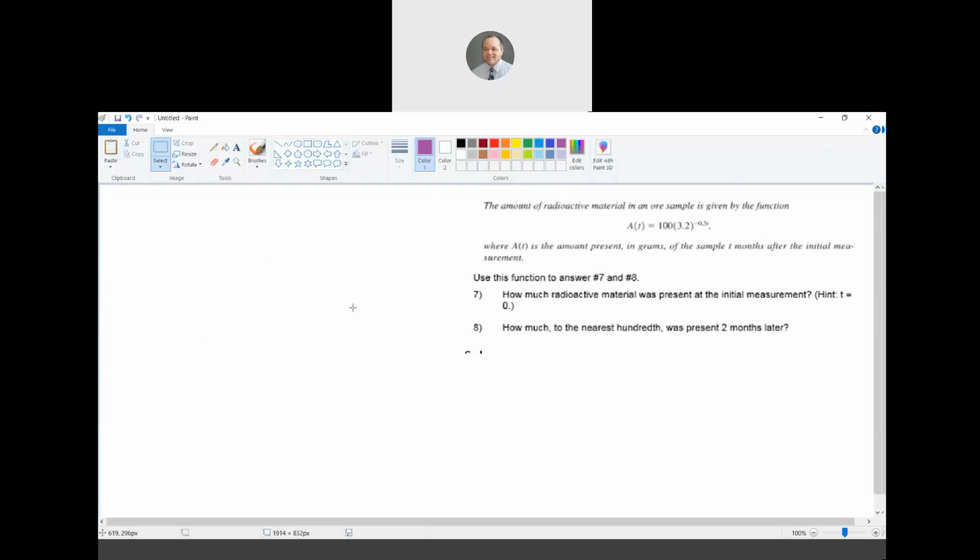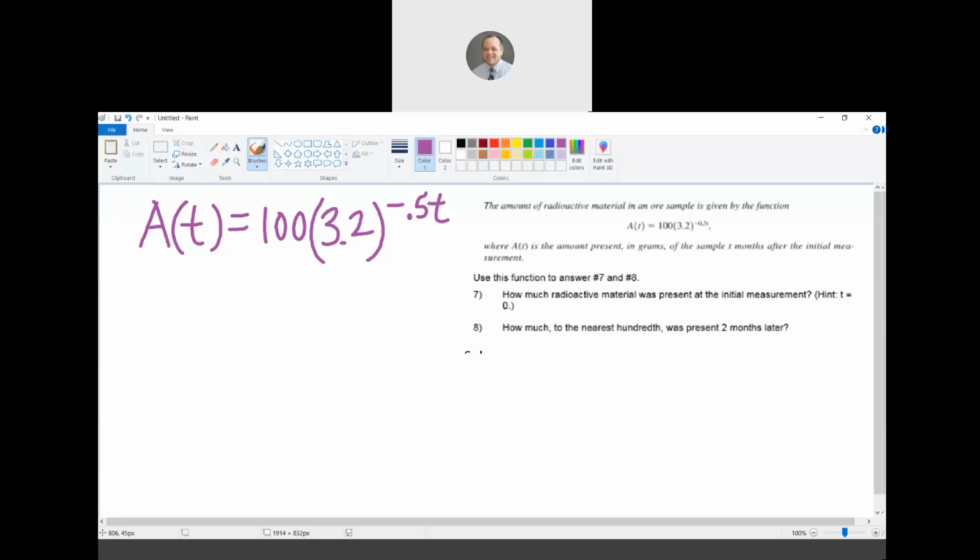Okay, this is a chemistry problem. And let me write the function. It's hard to see here from my copy. Okay, the amount of radioactive material in an ore sample is given by the function I just rewrote, where A of t is the amount present in grams of the sample t months after the initial measurement. Use this function to answer number 7 and number 8.